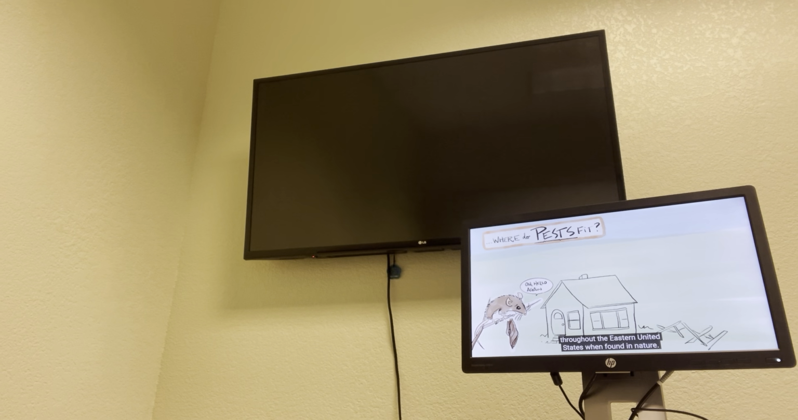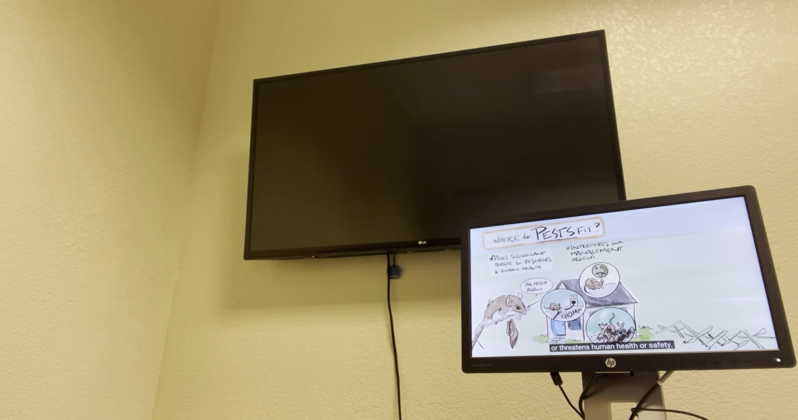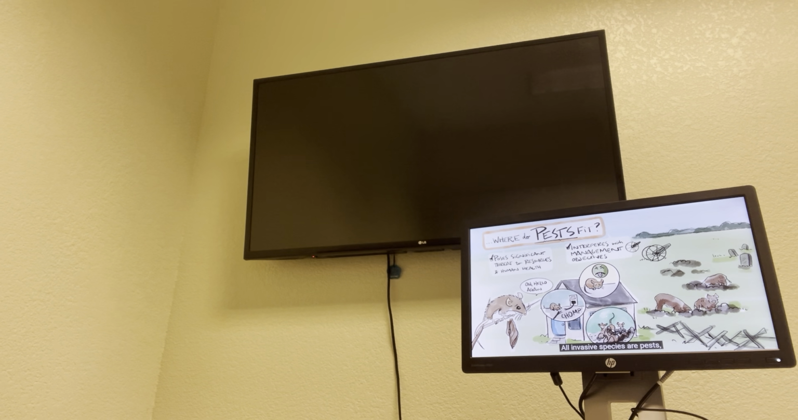Now you may be thinking, where do pests fit into all of this? Great question. Let's bring back our old friend, the white-footed mouse. As we said earlier, the white-footed mouse is a native species throughout the eastern United States when found in nature. But when found in and around structures, the mouse poses significant threats to resources and human health, and it's considered to be a pest. A pest is any organism that interferes with management objectives or threatens human health or safety. A pest can be native or non-native. All invasive species are pests, but not all pests are invasive species.